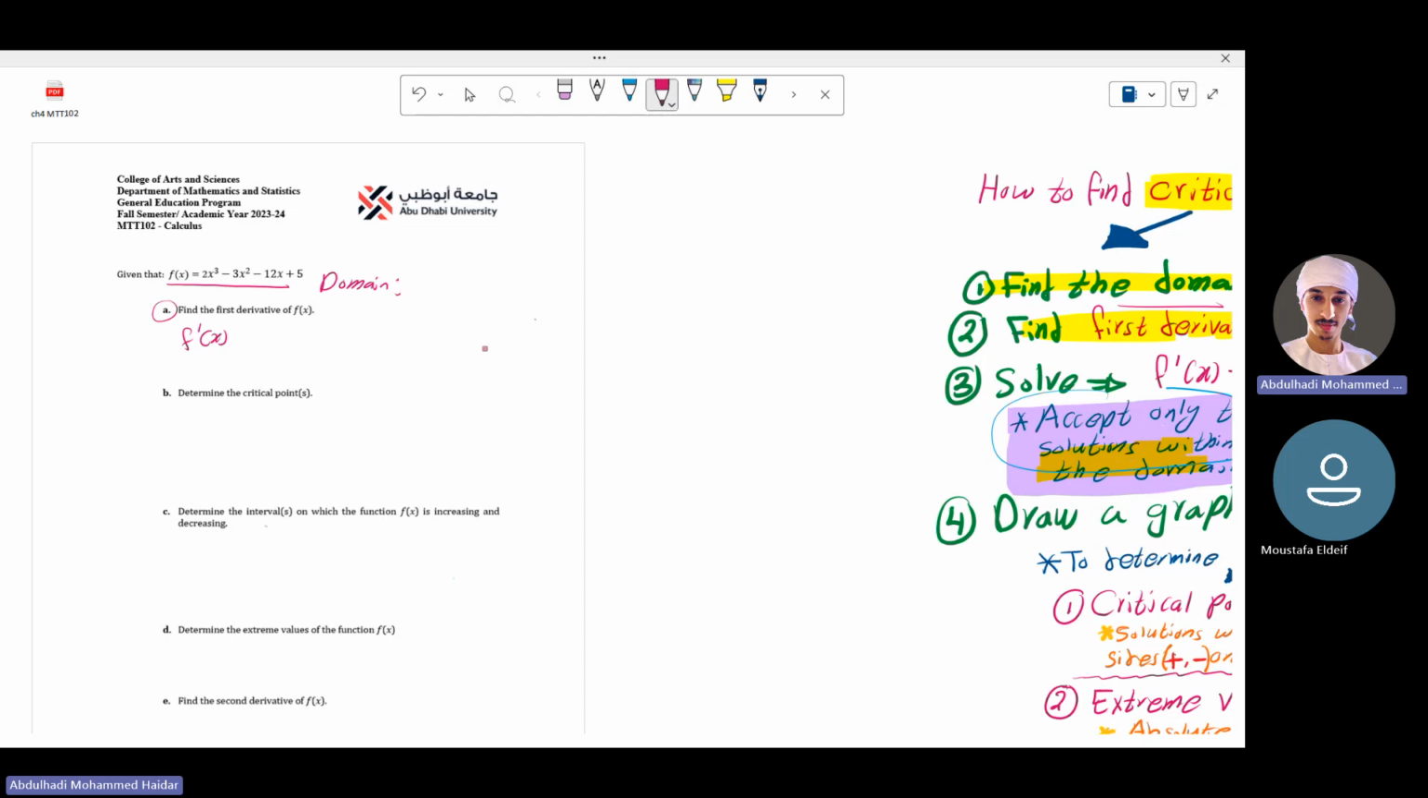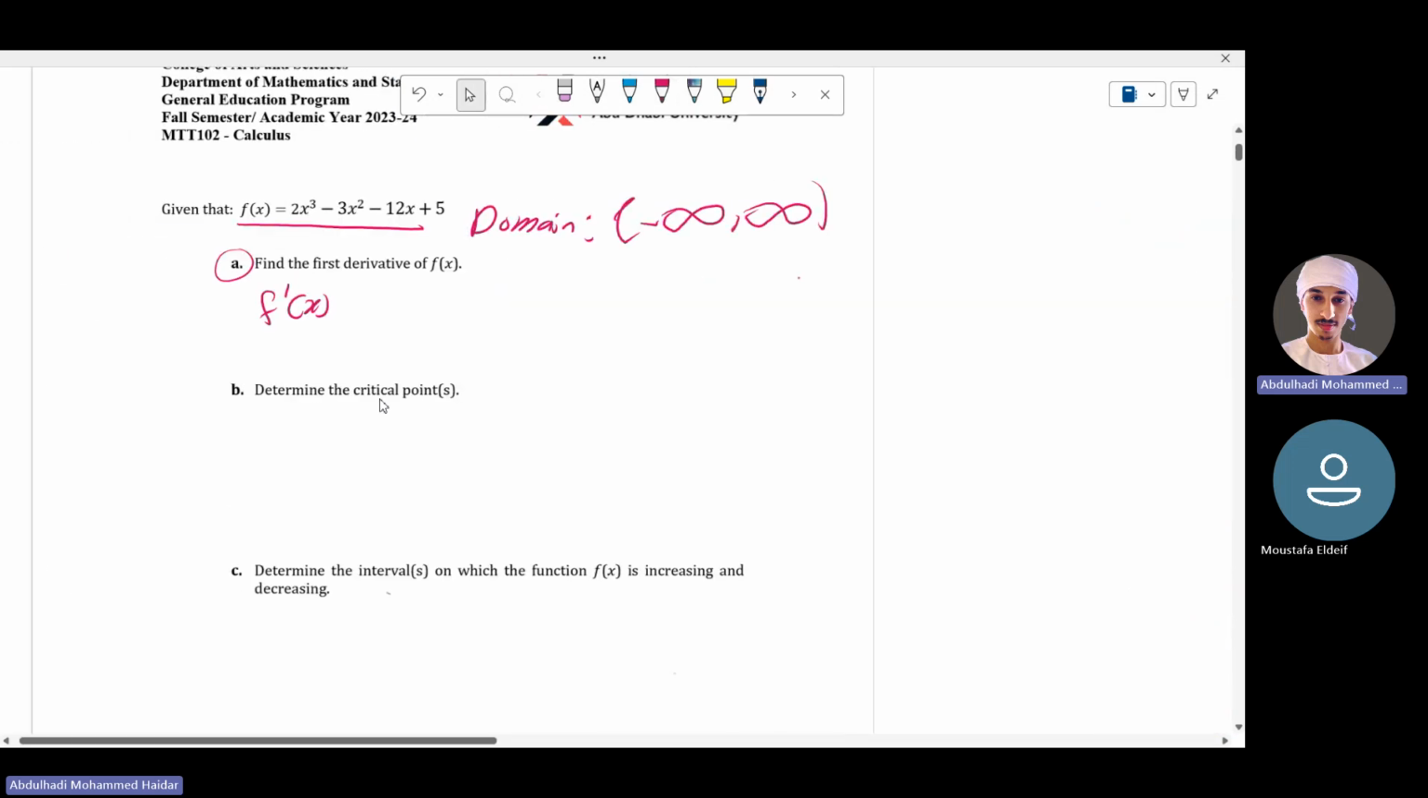What is meant by the domain? The domain means you can substitute any number in x. Okay, there is no problem. You will not get an error in your calculator, okay? So the domain is from negative infinity to positive infinity, okay? We don't have any problem with any number.